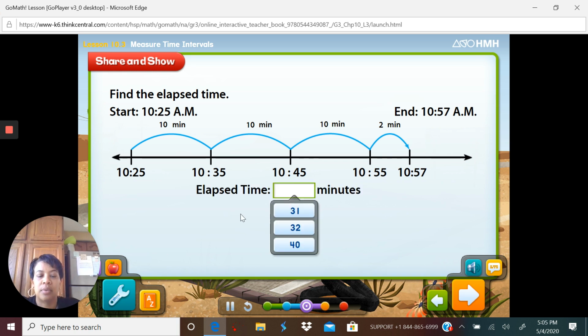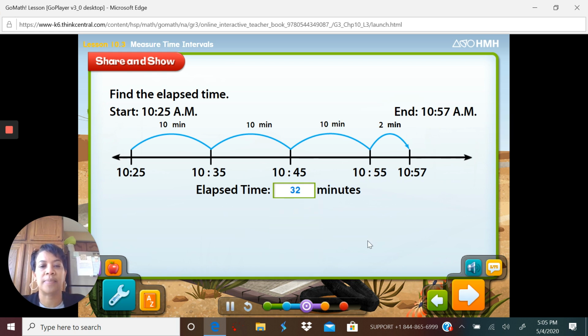What's the elapsed time from 10:25 to 10:57? So from these 2 times, 10:55 to 10:57, how many minutes went by? 2 minutes. So what's the elapsed time all together? 10 plus 10 plus 10 plus 2, 32 minutes. That's right. The elapsed time from 10:25 to 10:57 is 32 minutes.